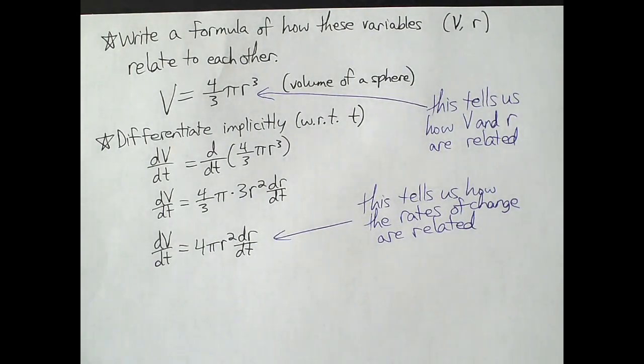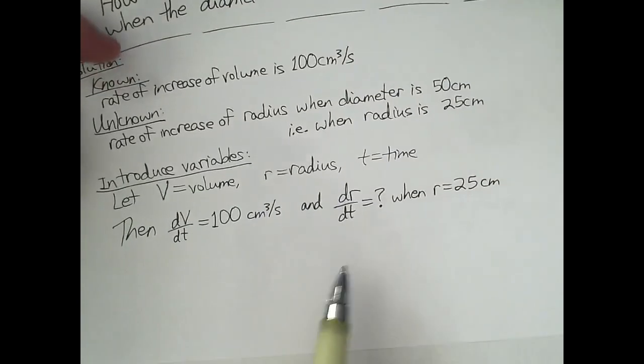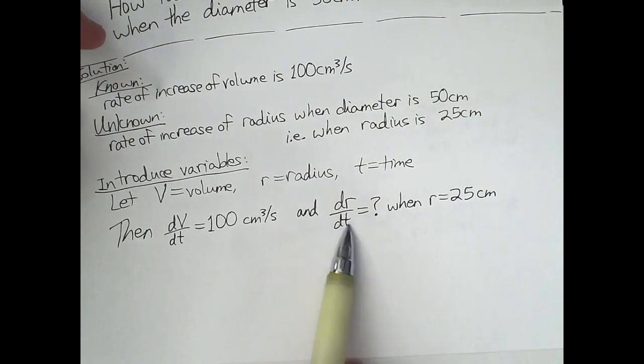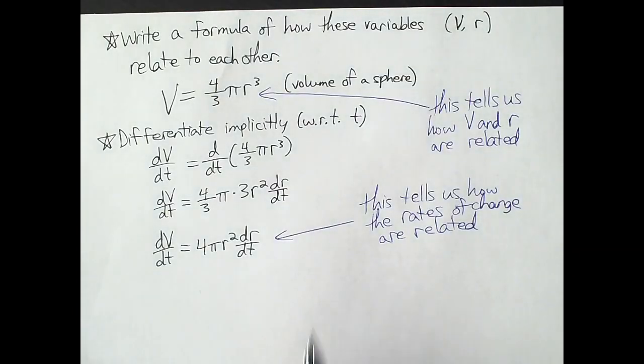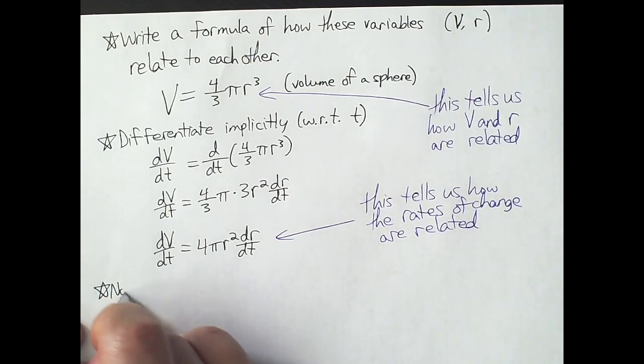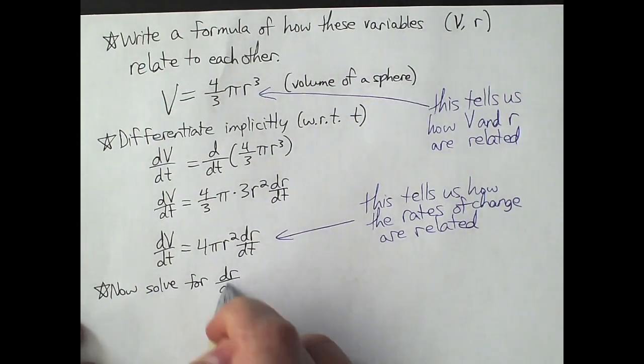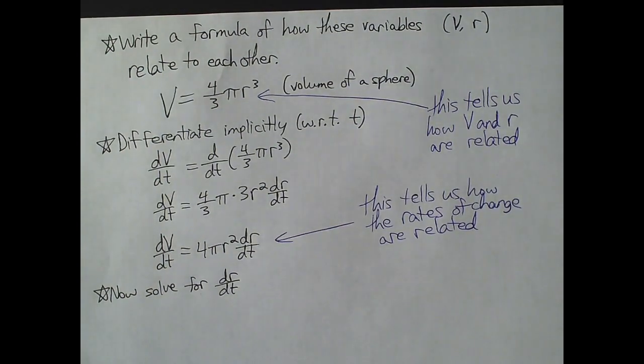What are we trying to do in this problem? We differentiated implicitly. Usually when you do implicit differentiation, then you solve for something, right? Okay, I want to remind you, what are we trying to find? This, from our previous page. We're trying to find dr dt equals question mark when r equals 25. So we're going to solve for dr dt. That's the one that we want to know.